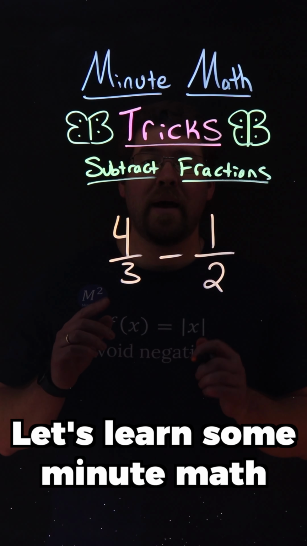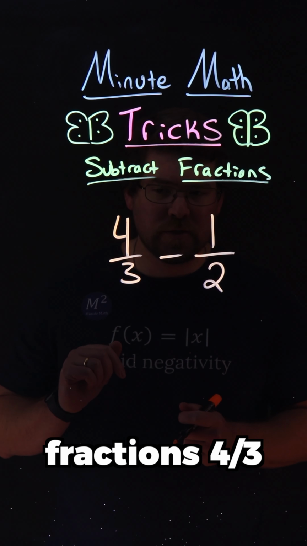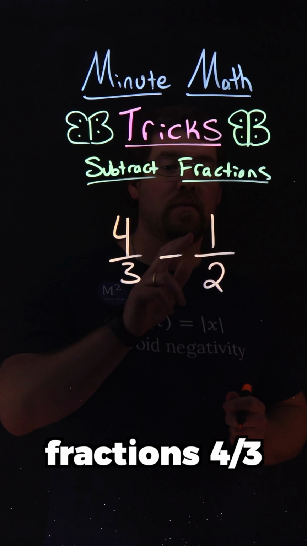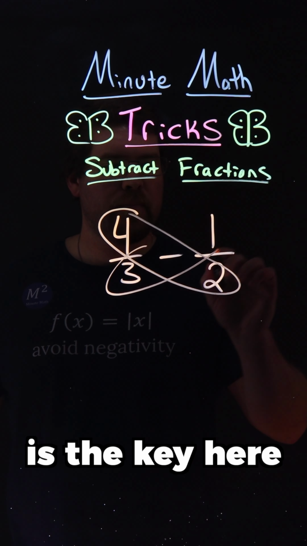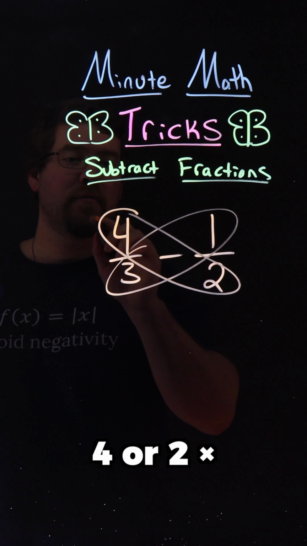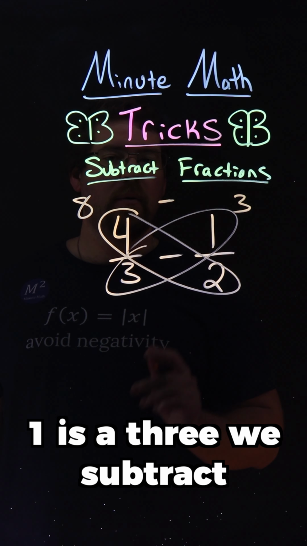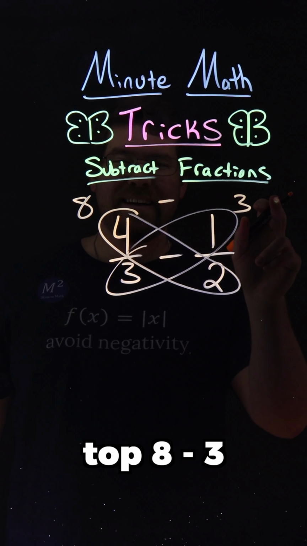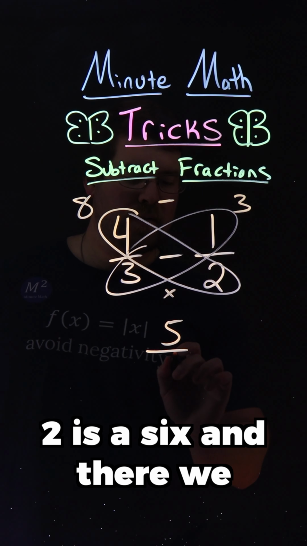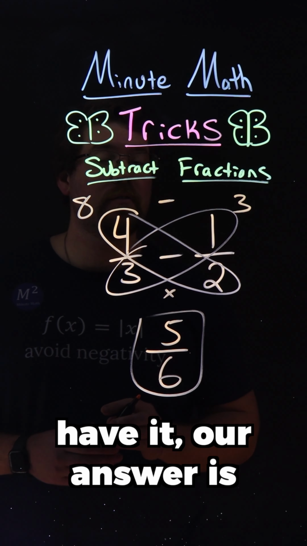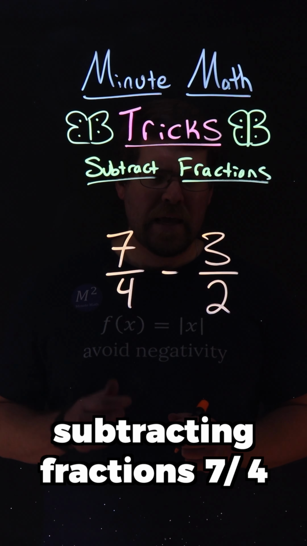Let's learn some minute math tricks. This is the butterfly method for subtracting fractions. 4/3 minus 1/2. Diagonal is the key here. 2 times 4 is an 8, and 3 times 1 is a 3. We subtract the top, 8 minus 3 gives me a 5. We multiply the bottom, 3 times 2 is a 6. And there we have it. Our answer is 4/3 minus 1/2 is a 5/6.